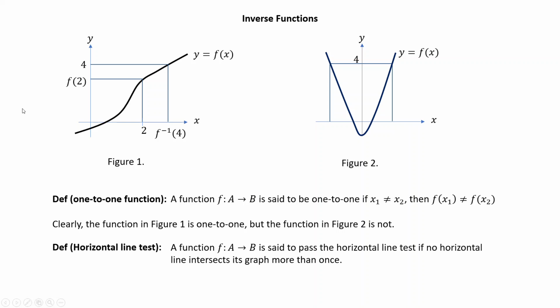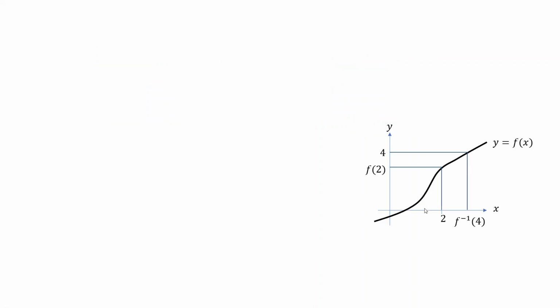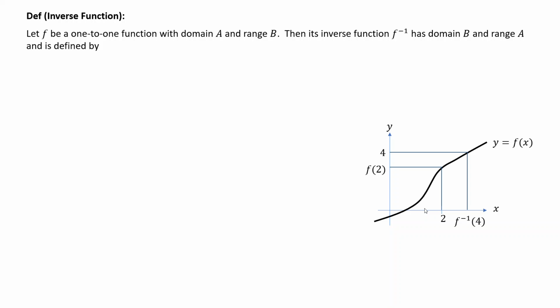For figure 1, no matter where I draw a horizontal line, that horizontal line cuts the graph at most 1 point, meaning maximum 1. It may not cut the graph at all, that's okay, but if it does cut, the horizontal line must cut the graph at only 1 point. Cool? The function in figure 1 satisfies that, whereas the function in figure 2 does not. I draw a horizontal line here, it's cutting the graph at this point and at that point. Right? Okay.